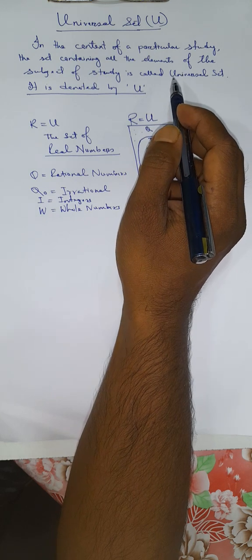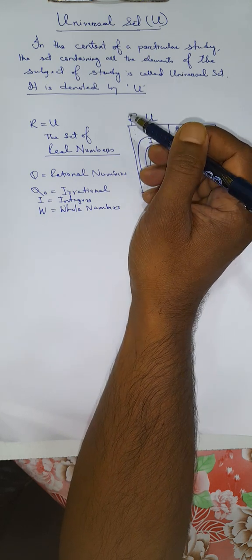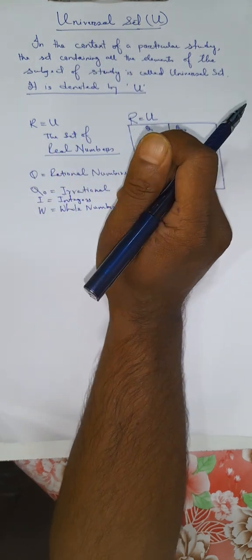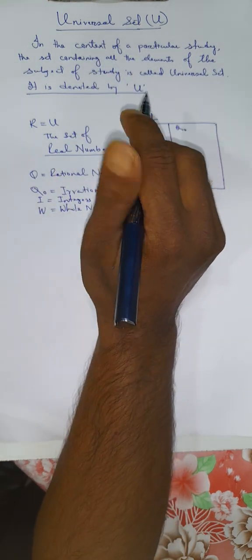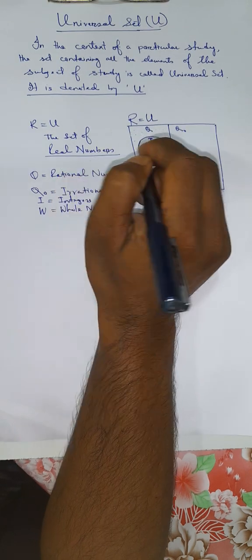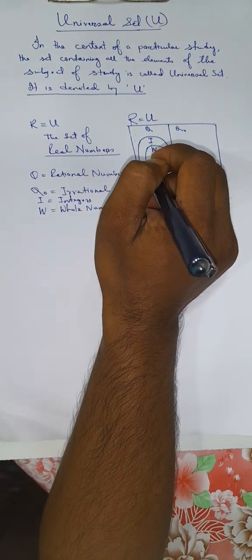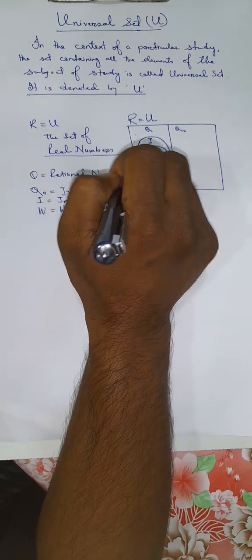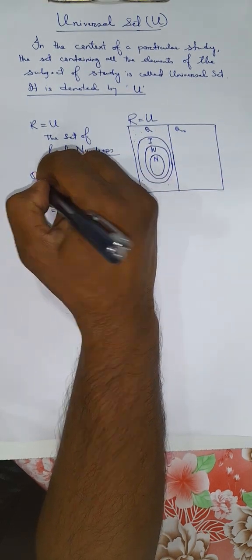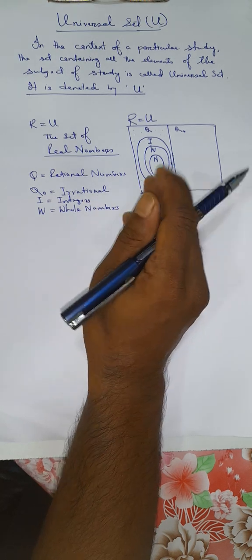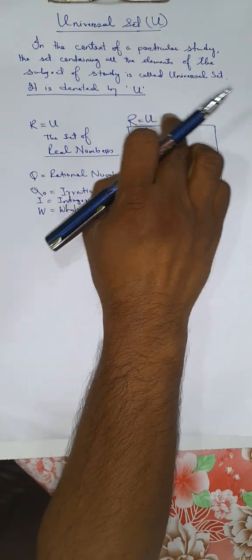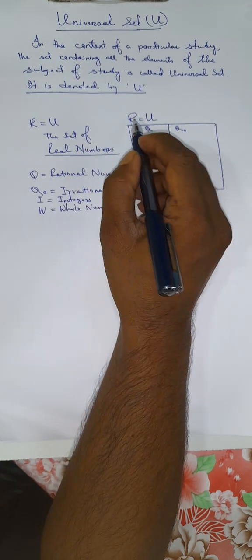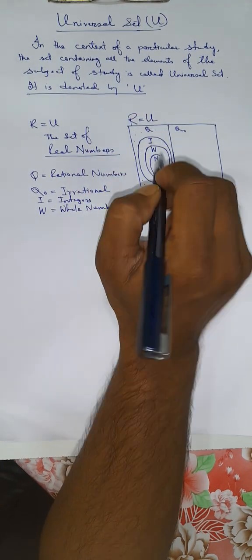Now it says in the context of a particular study. Let's talk about the number system. That means our context of study is the number system. In the number system, the real numbers contain all the numbers, like rational and irrational. Rational numbers we denote by Q. Q naught means irrational numbers. So if we represent this box containing real numbers, that means the real number set is the universal set here.